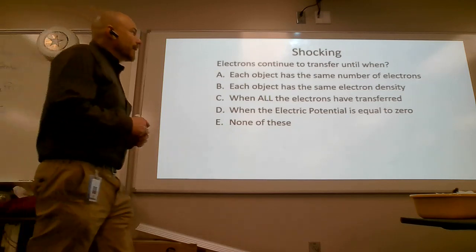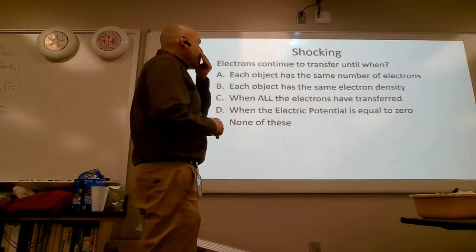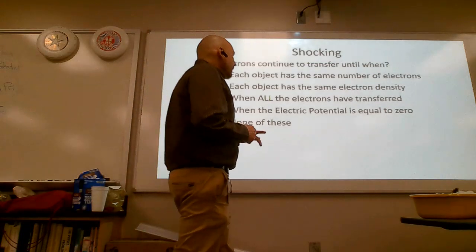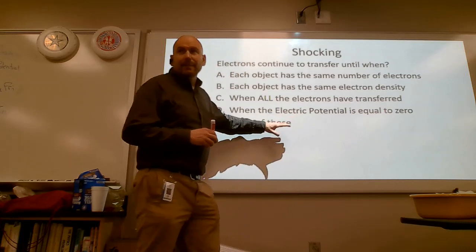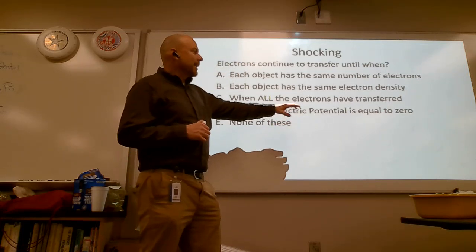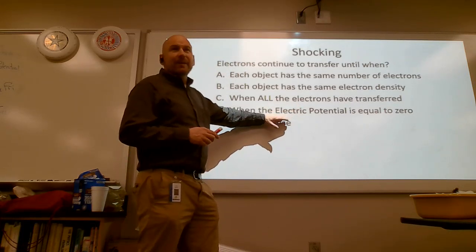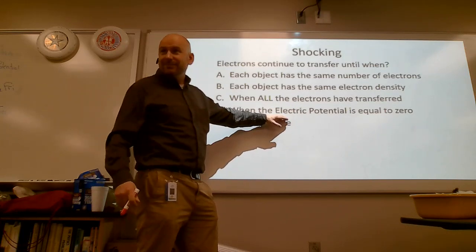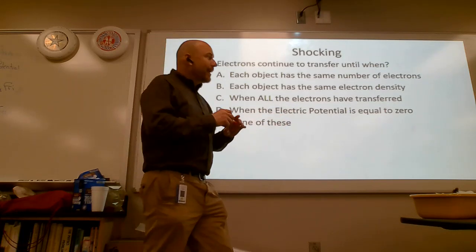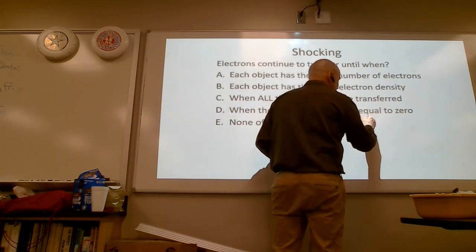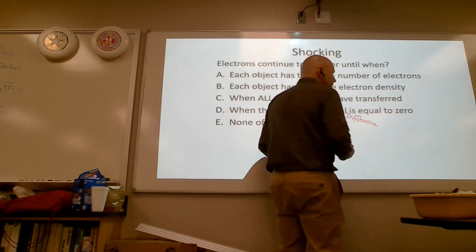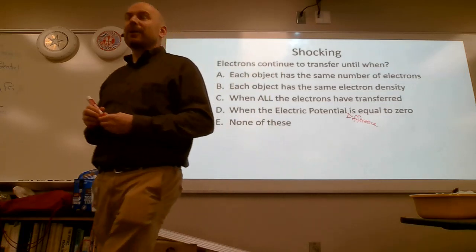Okay. Now, D has an electric potential equal to 0. That would be no electrons. If this said electric potential difference of 0, that would be correct as well.